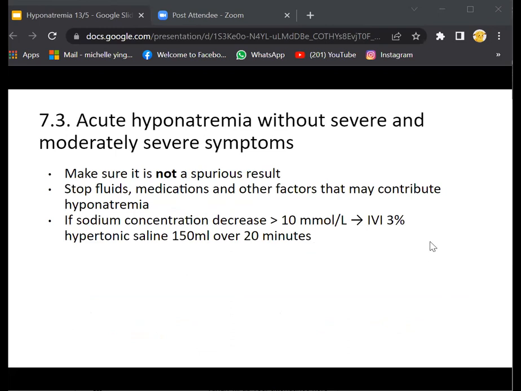So for acute hyponatremia without severe or moderate symptoms, make sure it's not a spurious result. Stop the fluids, medications, and other factors that may contribute to hyponatremia. And if the sodium persists, you can increase the sodium by 5 millimole per liter with IVI 3% hypertonic saline over 20 minutes.